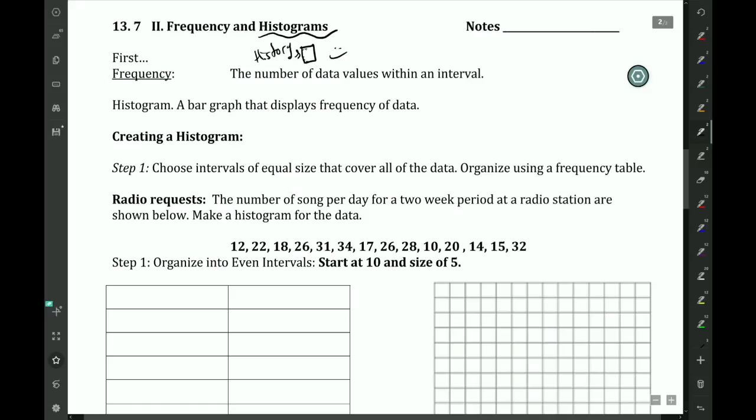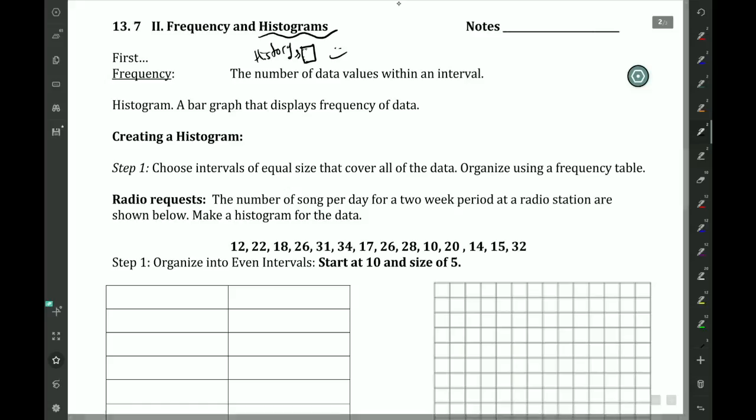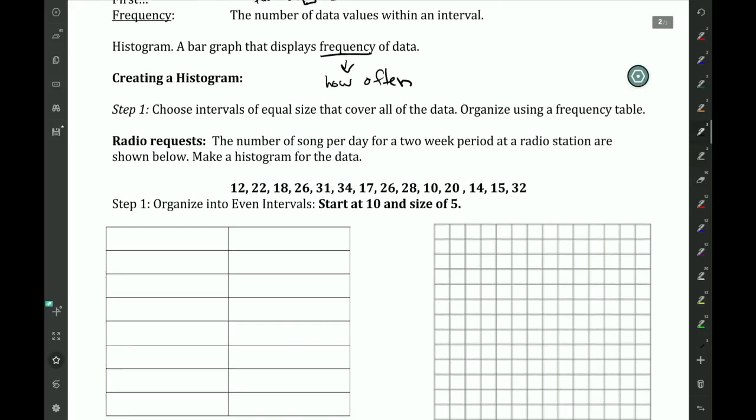Moving on, a histogram is just a bar graph that displays the frequency of data. And frequency is how often a certain range of values occurs. So step 1 is choose intervals of equal size that cover all the data, and we're going to organize.